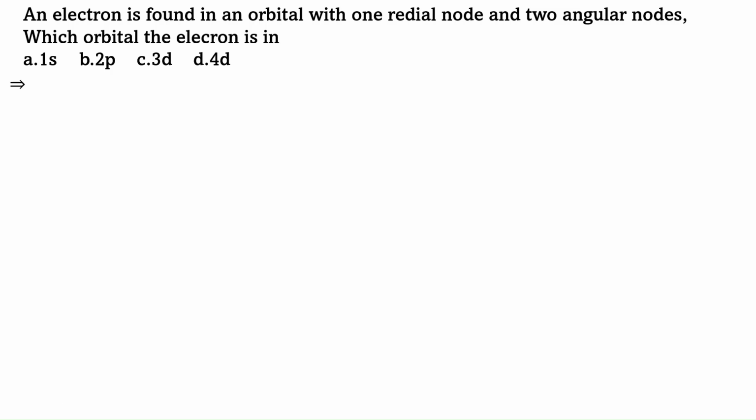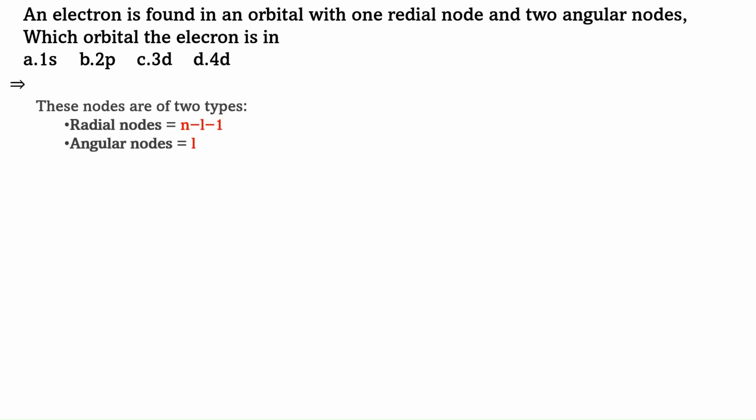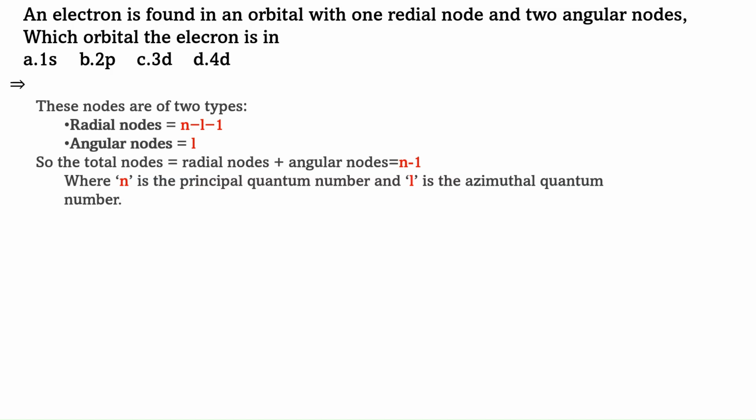Now, in atomic orbitals, the total number of nodes is given by n minus 1, where n is the principal quantum number. There are two types of nodes present in an atomic orbital. One is radial node, that is n minus l minus 1, and the other one is angular node. So the total node is equal to radial node plus angular node, the sum of these two, that is n minus 1, where n is the principal quantum number and l is the azimuthal quantum number.